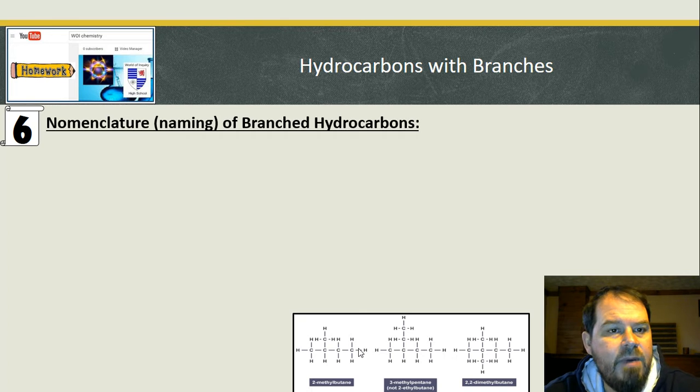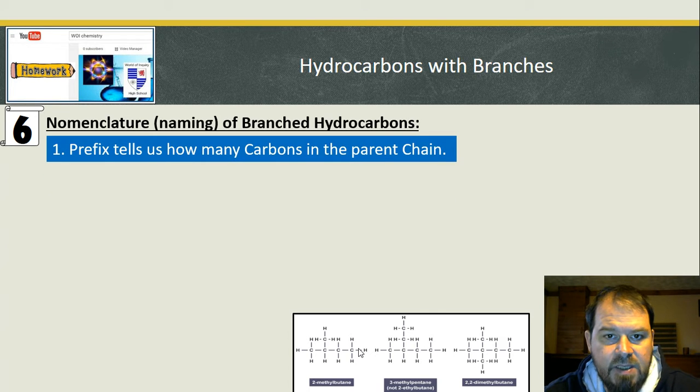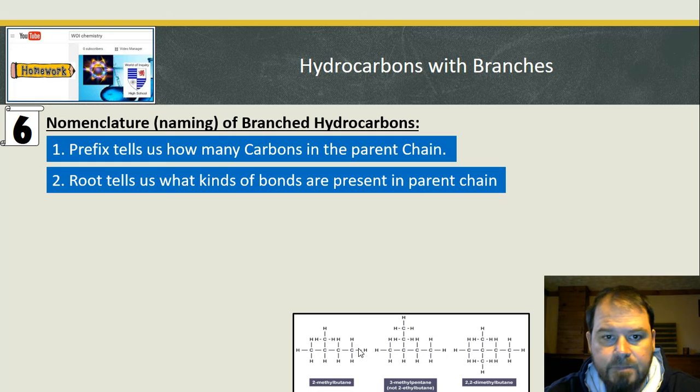Okay. And then we got some nomenclature. So how do we name these things? Some things are going to start off the same, and this video is going to go painfully through these pieces like the other videos, just so we never lose these skills. Prefix first tells me how many carbons. I need to know how many carbons are in the parent chain. And then the root tells me the kind of bonding, again, in the parent chain.